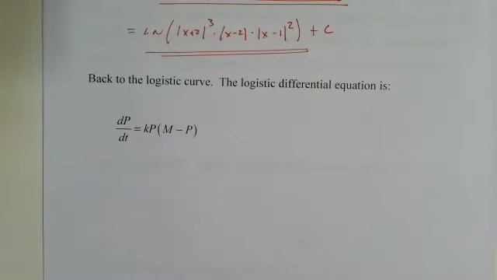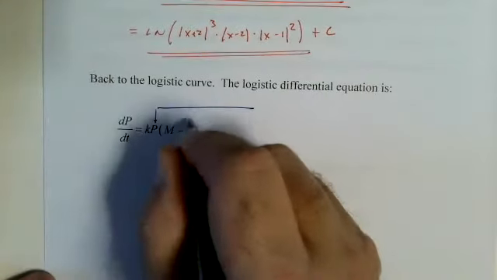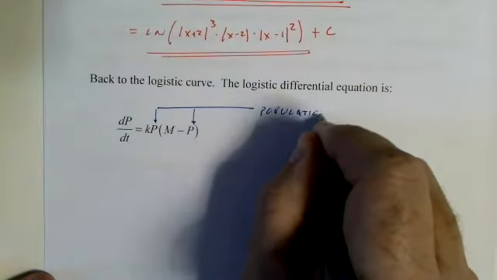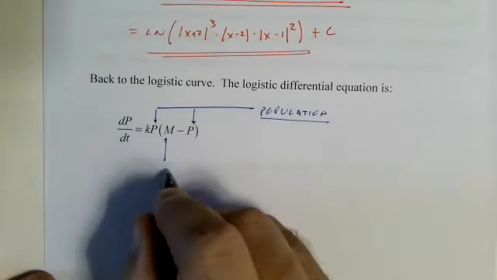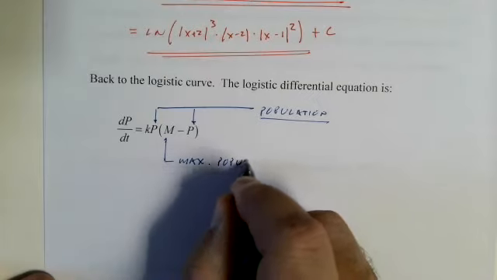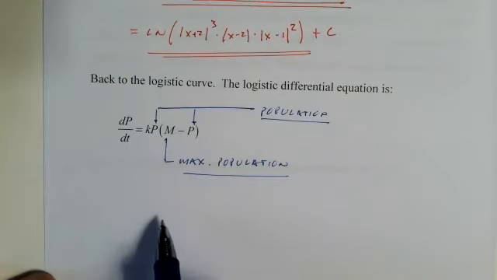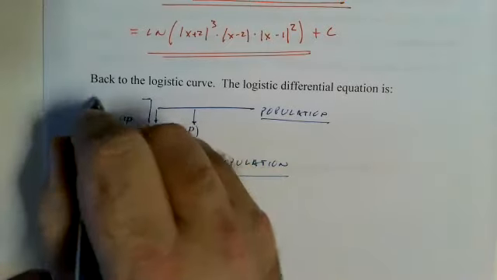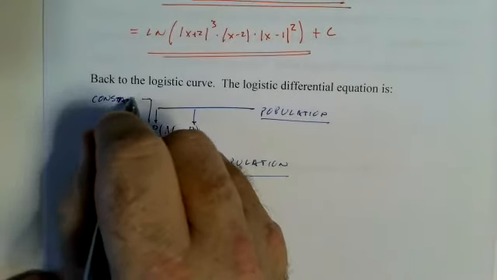Back to the logistic curve. So P stands for population, like I showed you on the graph before. M stands for max population. And by the way, I will show you what I think about that logistic curve in a minute. And K is a constant again, just like in exponential growth.